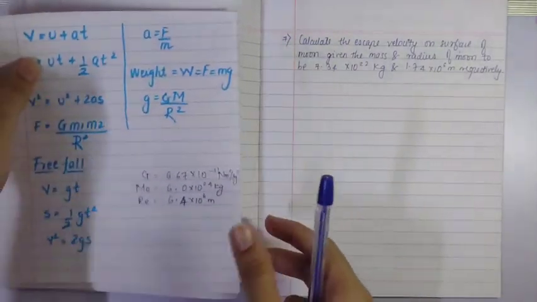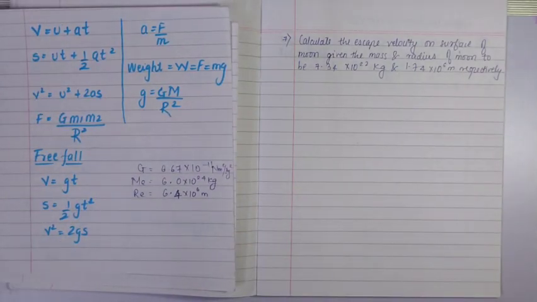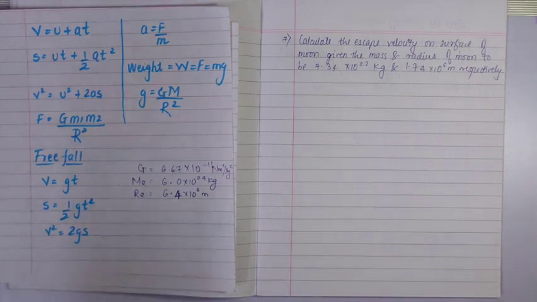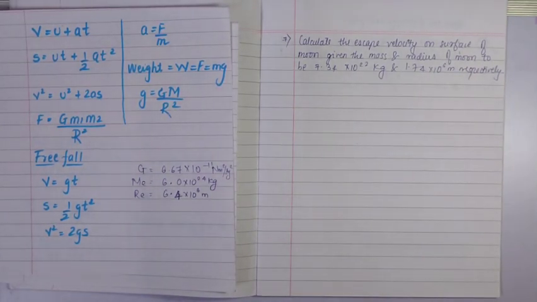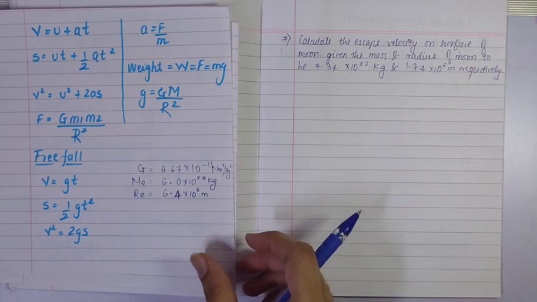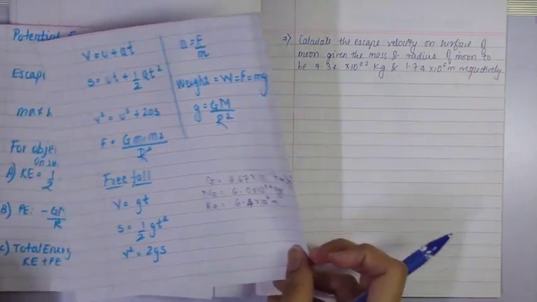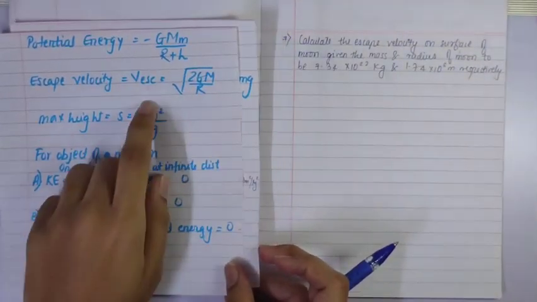So what does my next sum say? Calculate the escape velocity of the moon given the mass and the radius of the moon to be 7.34 into 10 raised to 22 and 1.74 into 10 raised to 6 respectively. Okay, so now let's solve. Which is the formula that you are going to use here? Because it is given about the escape velocity, it is this formula.